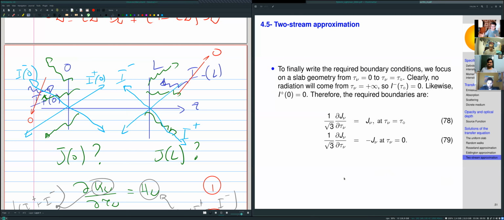We have the uniform slab, and we have the Eddington approximation. And to solve the differential equation for J, we need boundary conditions. And for those, we need another set of approximations. And this is one example where we have the two stream boundary conditions. So this is it. We finished chapter 1.